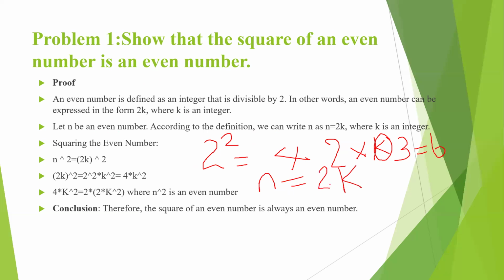If n is an even number, n = 2k, so n is the square of an even number. So we are squaring both sides. We square that. n square equals 2k square, so what we got is n square is equal to 4k square. Okay.